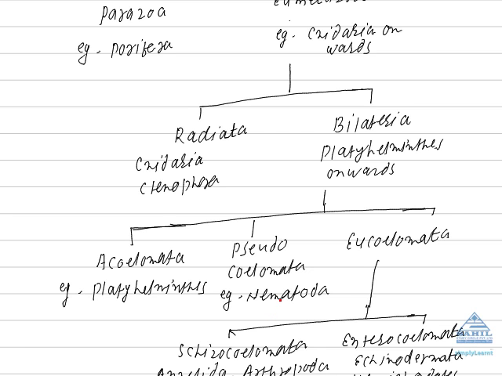A space is present, but for calling a coelom a true coelom, it must be lined by the cells of mesoderm. And in pseudocoelomate animals, the space is lined by mesoderm on one side, while the other side is lined by endoderm. That's why it is considered a pseudocoelomate. Eucoelomata, truly coelomate animals, are those in which the body cavity is lined by mesoderm on both sides.